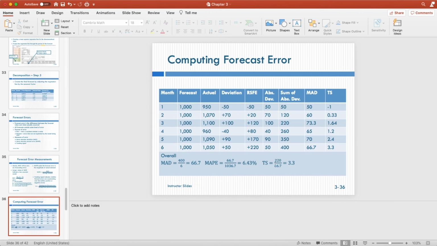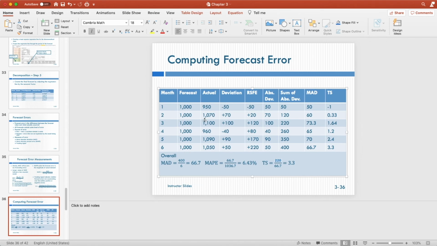Now, the last one is called tracking signal. Here, the table shows you a sequential, or iterative, way of doing the tracking signal. I would like to provide you a better method that you can use right here. So in order to calculate the tracking signal, you see here the numerator is 220. It's easier to directly add up all of the actual amounts, minus the summation of all of the forecasts.